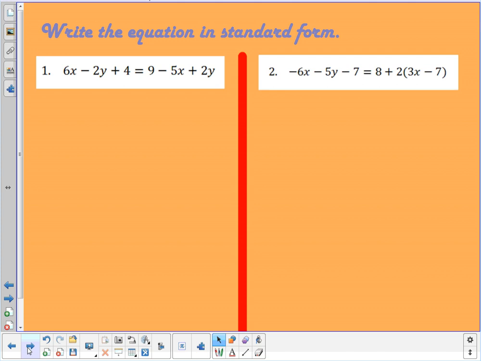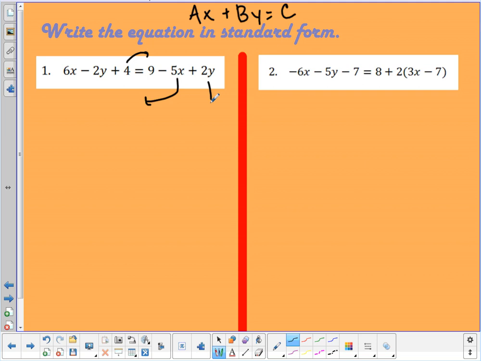So let's just practice turning these things into standard form. So again, standard form is when I have ax plus by is equal to c. A, b, and c are just numbers. A and b are coefficients, c is a constant. So I want the x and y term together on the left, and I want the constant on the other side. That means that this needs to go over there, this needs to go back there, and that needs to go back there. So that's kind of what's happening in this question.